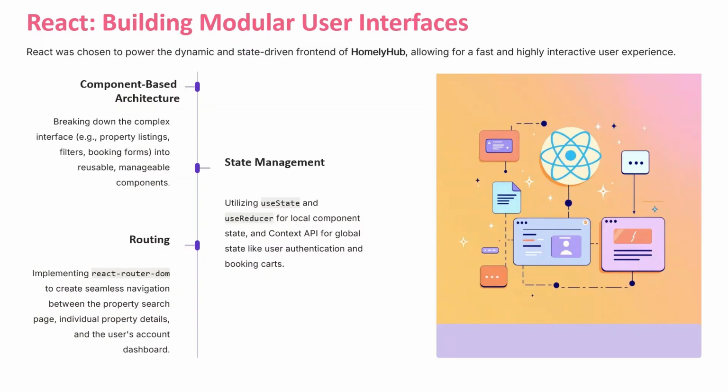Now coming to the front-end framework part, we use React. React is a JavaScript library that splits my interface into small components. It was chosen to power the dynamic, state-driven front end of HomelyHub, allowing users to have a fast and highly interactive experience. There are various pages in our website, and we use the same code for reusable blocks.